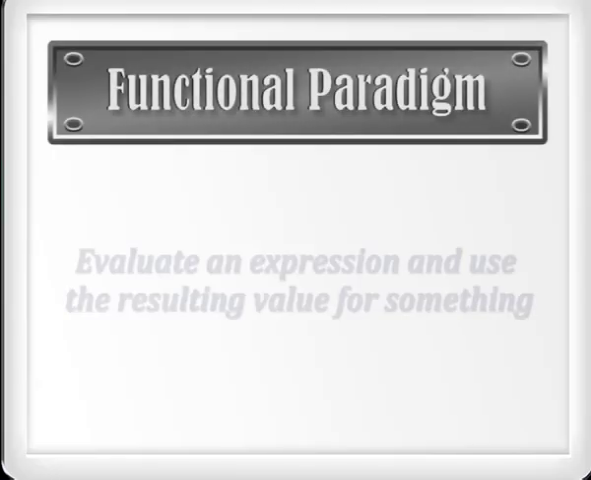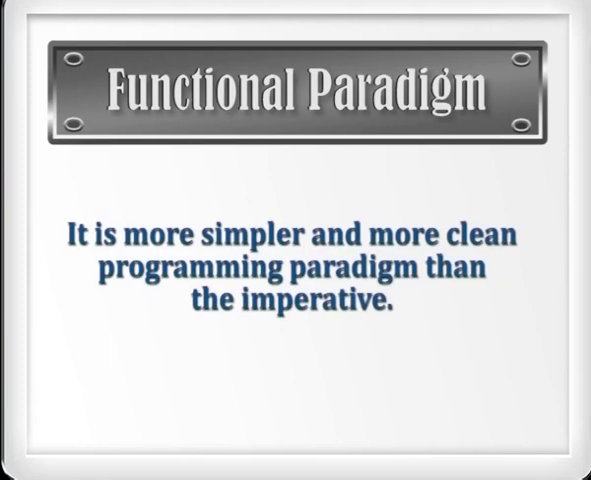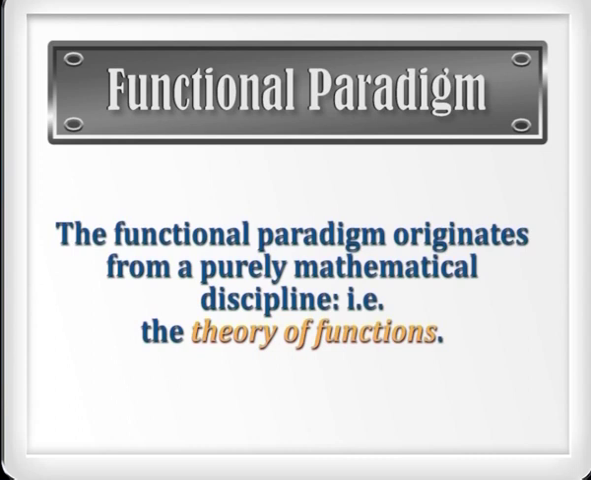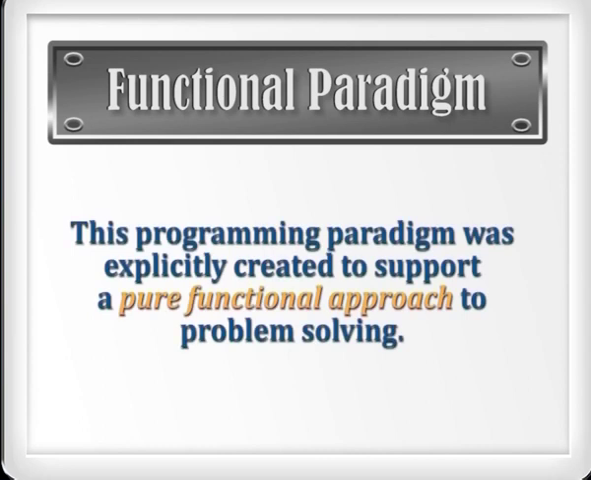The second type of programming paradigm is the functional paradigm. The functional paradigm works on the idea and discipline of evaluating an expression and using the resulting value for something. Functional programming is a simpler and cleaner programming paradigm than the imperative. The reason is that the functional paradigm originates from a purely mathematical discipline, that is, the theory of functions. In this paradigm, we emphasize the idea of computation as being about evaluating mathematical functions combined into expressions. The functional paradigm was explicitly created to support a pure functional approach to problem solving.